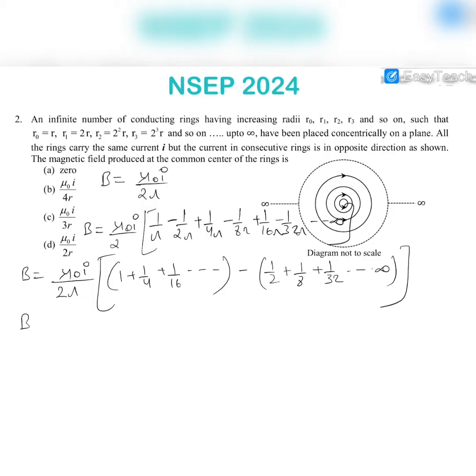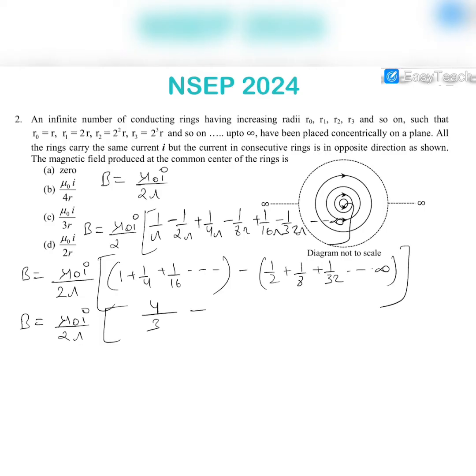So B will be equal to mu naught I by 2r, and we know that the sum of a GP is A upon 1 minus r. So it is A, which is 1 upon 1 minus 1 by 4, where 1 by 4 is the common ratio. So 1 minus 1 by 4 is 3 by 4. So it is 4 on the numerator and 3 in the denominator.